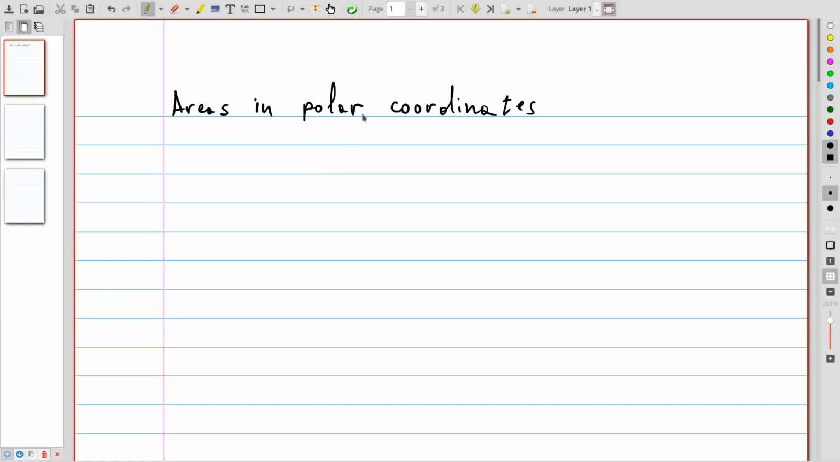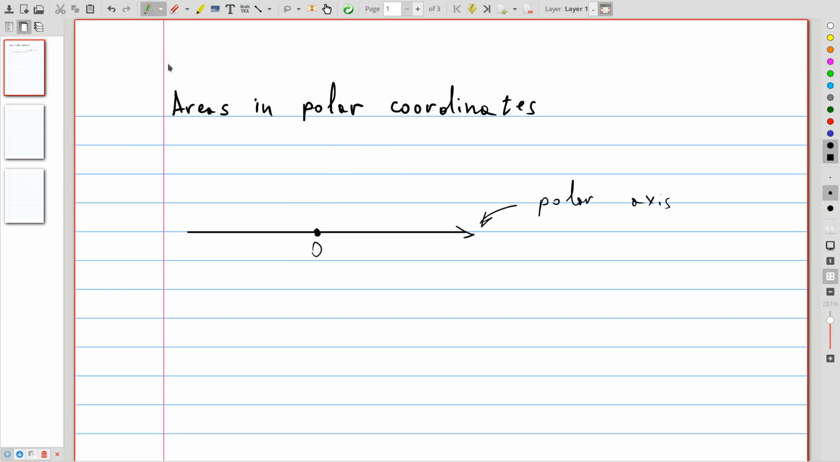Here we would like to discuss computing areas in polar coordinates. So first, let me give you the formula for an area bounded by a polar curve. Suppose you have a polar curve in the plane here. Let this be the polar axis and here is the origin. And you have a polar curve for a certain range of angles theta.